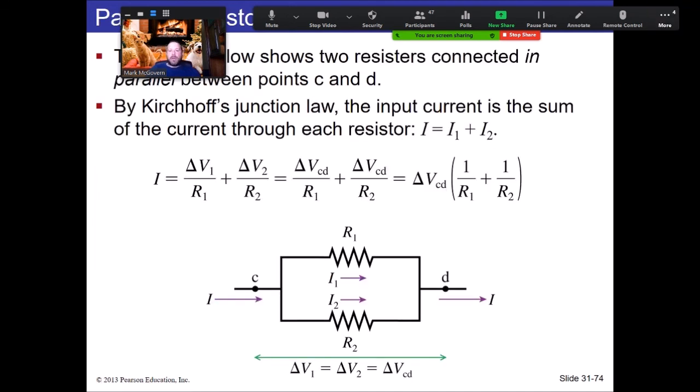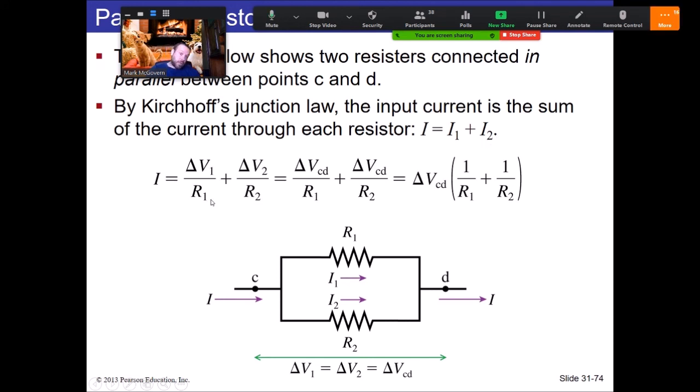Okay. Parallel resistors. The potential difference is the same across both. So if I want to figure out the current, I could say the current coming into the junction here has to equal the currents going through each branch. So I have this relationship here that I equals I1 plus I2, which are indicated with Ohm's law.